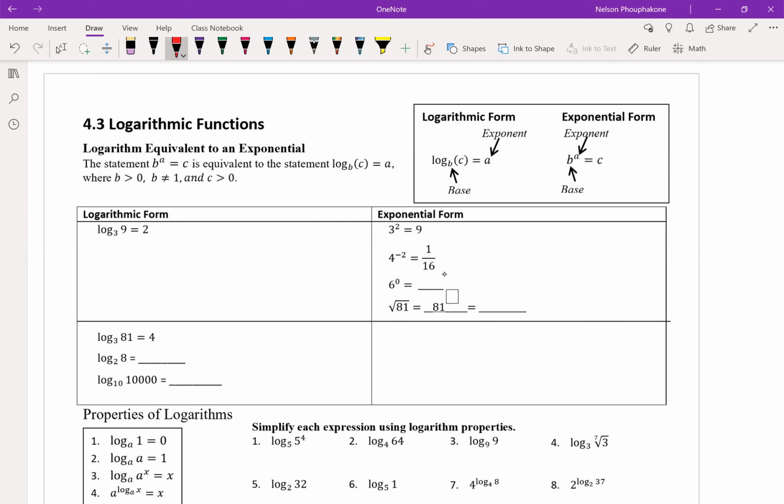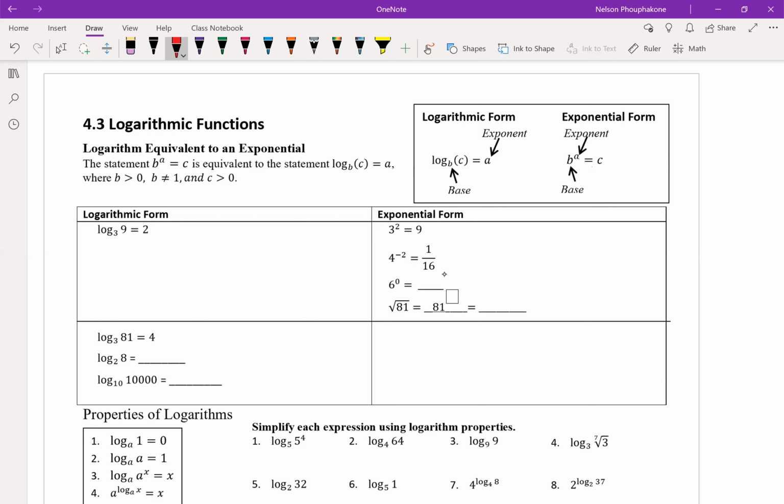Now, if I have b to the a, the base raised to the power of a exponent, is equal to the answer c, then when we write it in logarithmic form, I will have log base b, the same base, of the answer c is equal to the exponent. So in this case, if we have 3 squared equal to 9, then I will have log base 3 of 9 equal to 2.